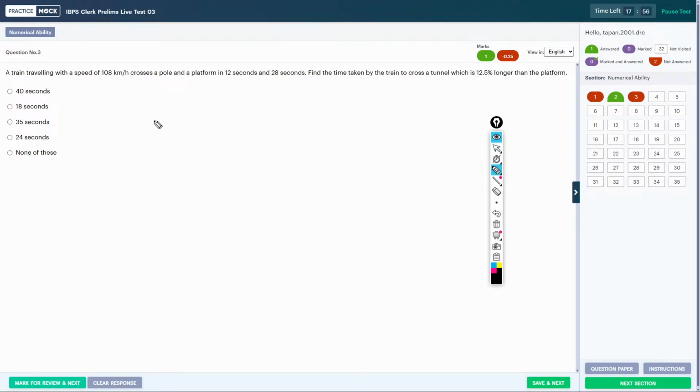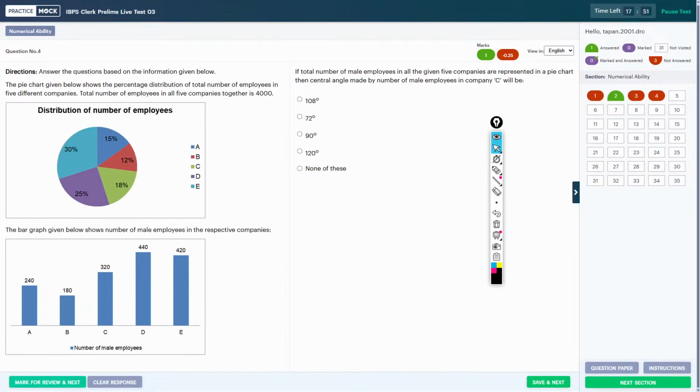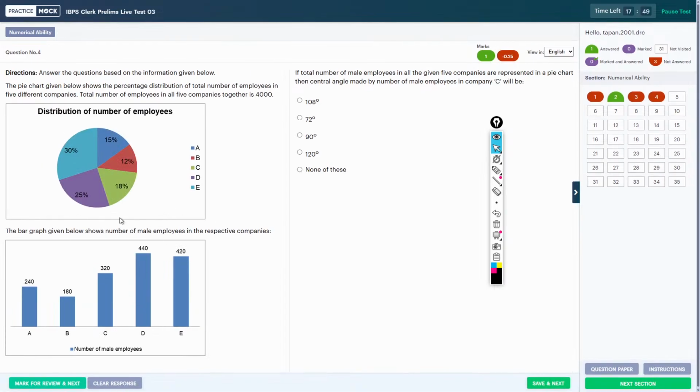A train traveling at 108 crosses a pole in 12 seconds. Why are there so many fractions? Okay, two charts. So number of total employees, and this 4,000 total employees. This is A, B, C, D, E. Total employees I will calculate: 600, 12% is 480, then 18% is 36, 720, 25%, 30%, 1200.